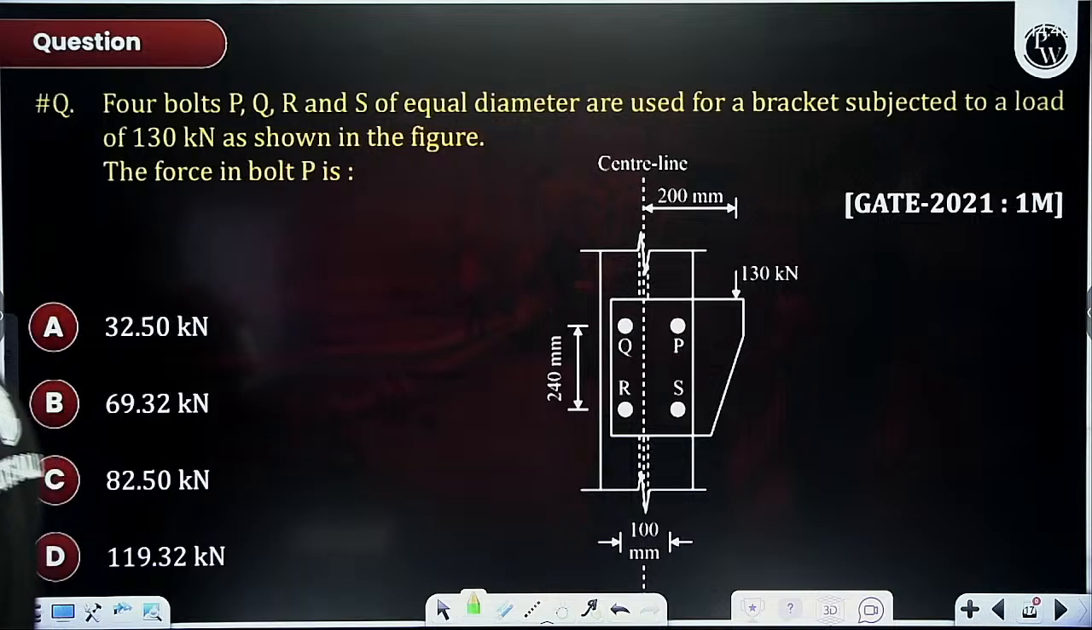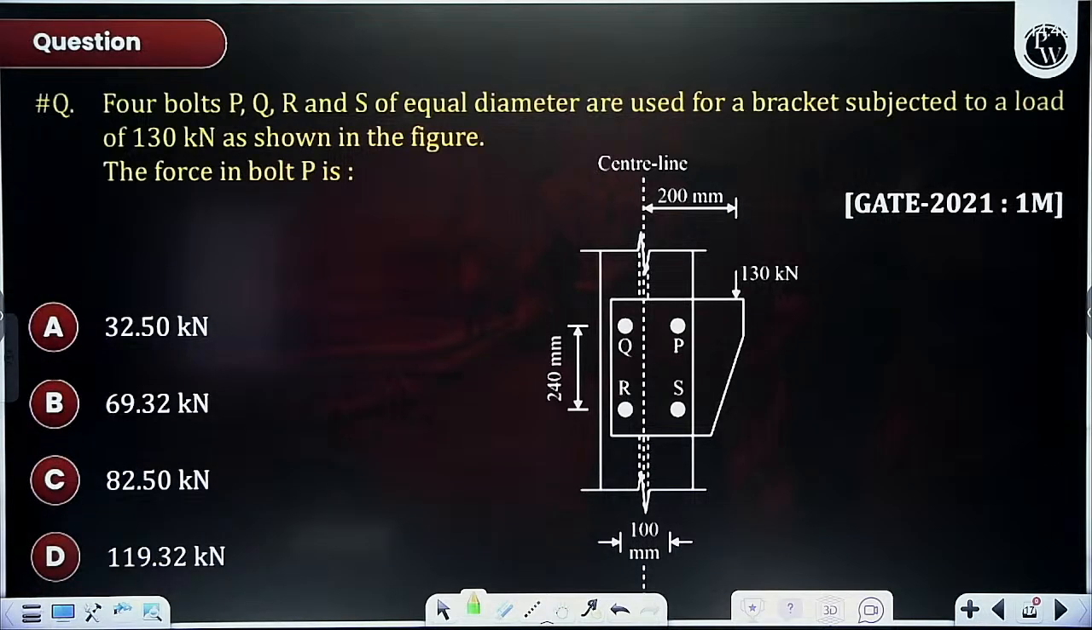Please solve this, make it fast, please.